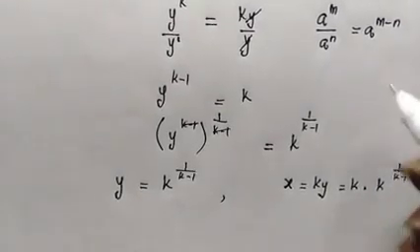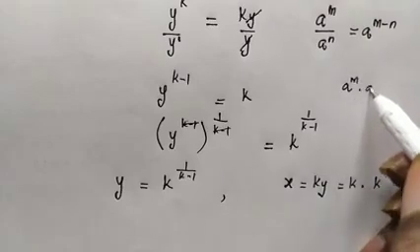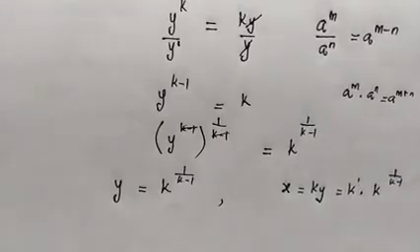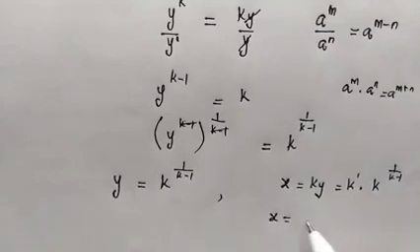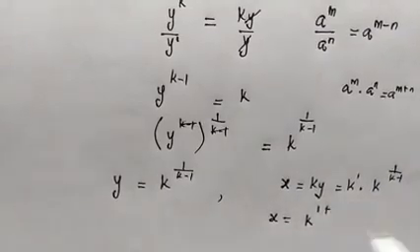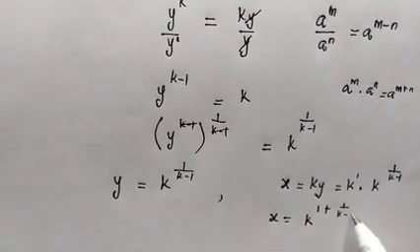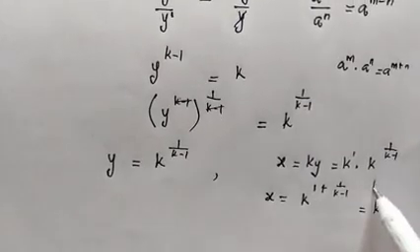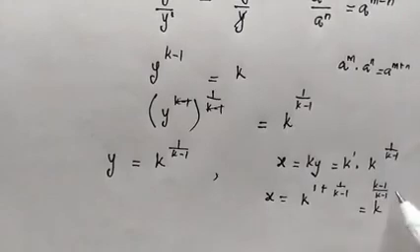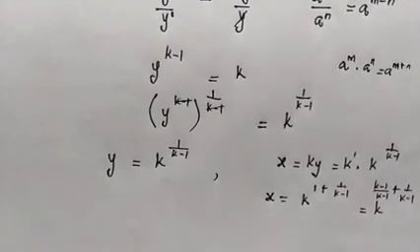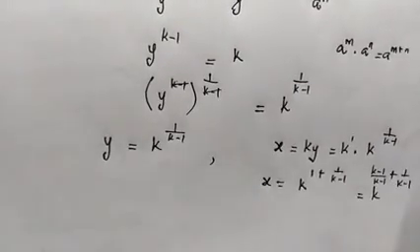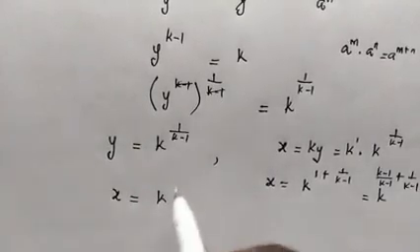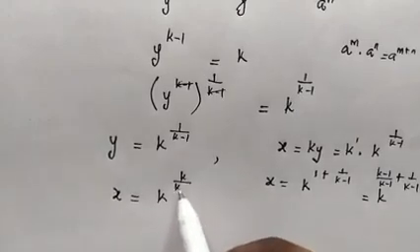So remember this property that a raised to the power of m multiplied by a to the power of n is going to be a raised to the power of m plus n. So remember there's a power of 1 here. So we get x is going to be equal to k raised to the power of 1 plus this power here, 1 over k minus 1, right? So this is going to be equal to k raised to the power of 1, which is the same as k minus 1 over k minus 1, then plus 1 over k minus 1. So you can see k minus 1 plus 1 will give us k. So here we see that x is equal to k raised to the power of k over k minus 1, right?